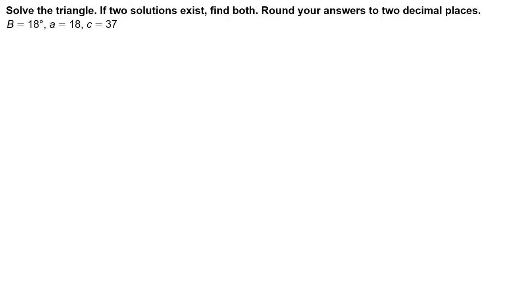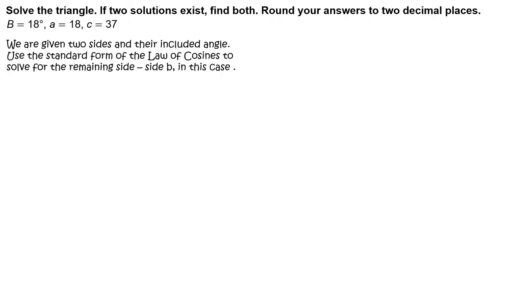Solve the triangle. If two solutions exist, find both. Round your answers to two decimal places. B equals 18 degrees, A equals 18, and C equals 37. We are given two sides and their included angle.